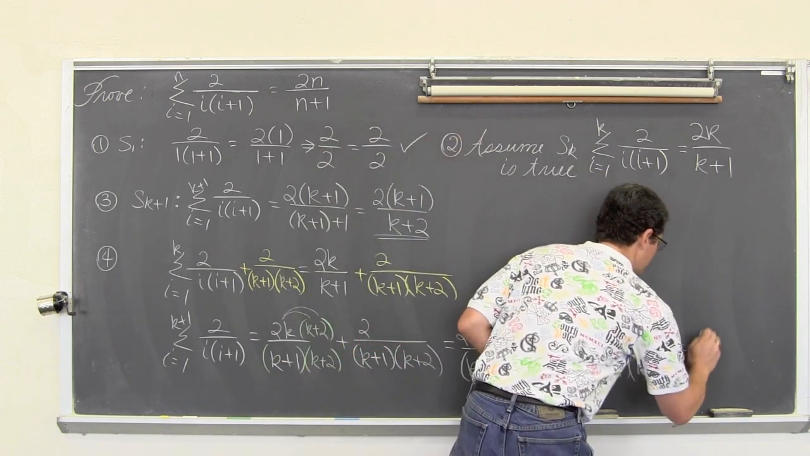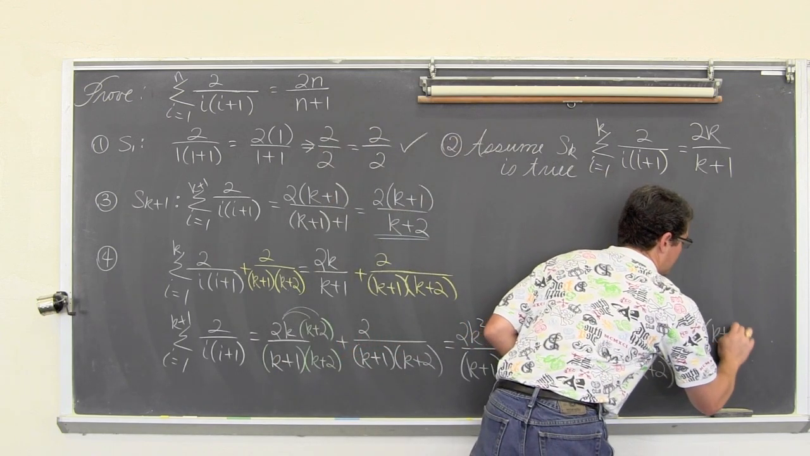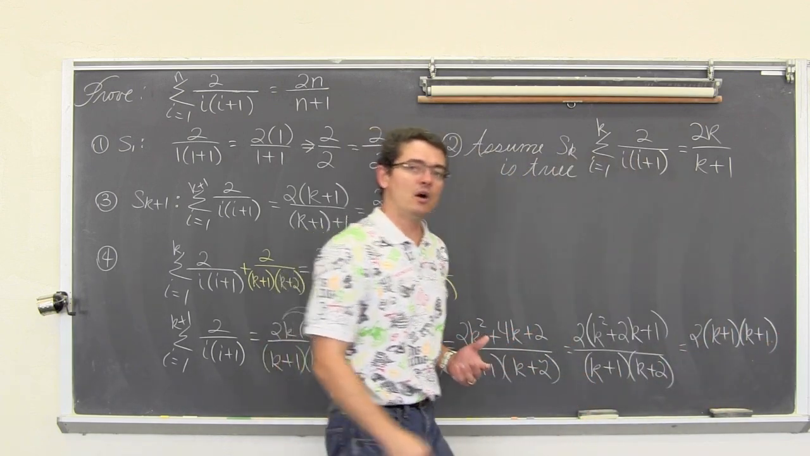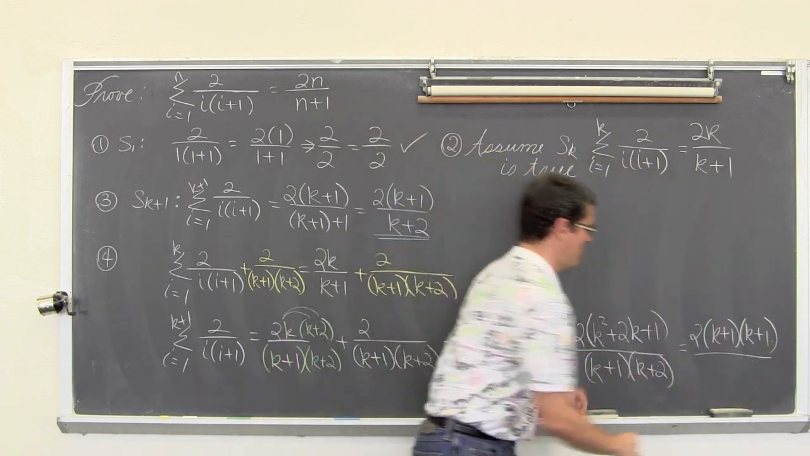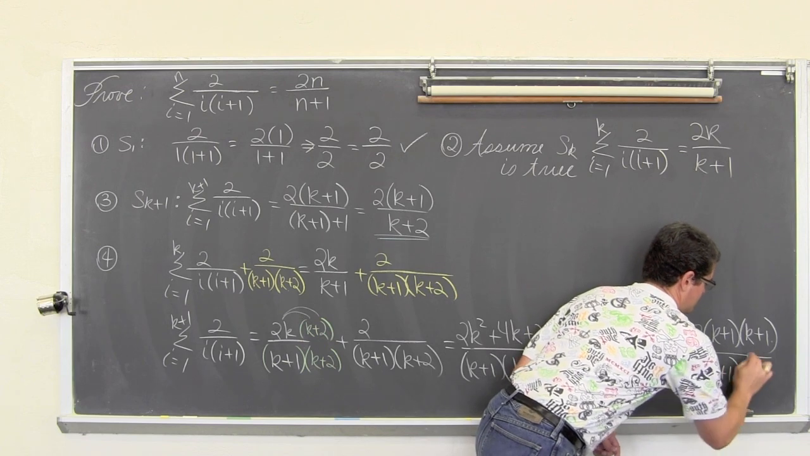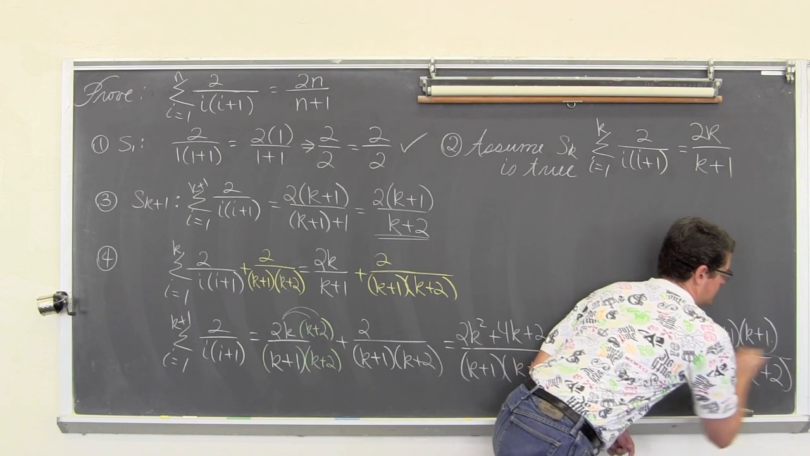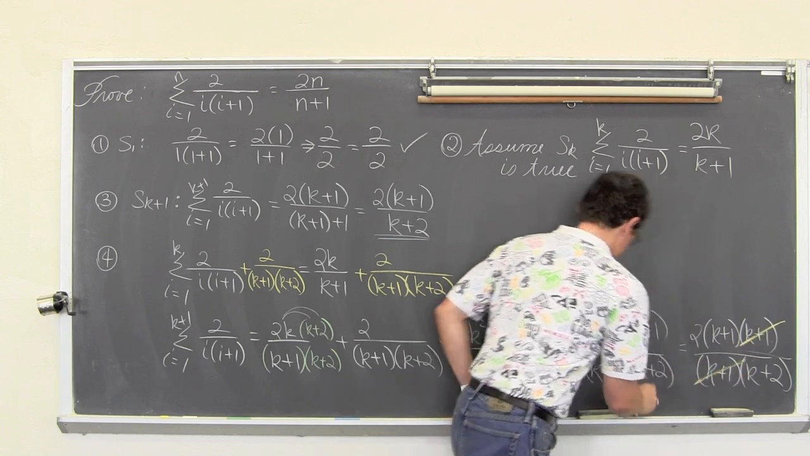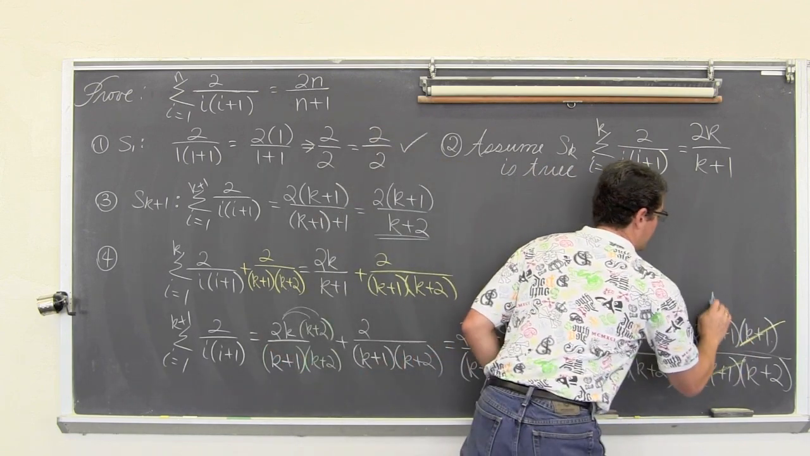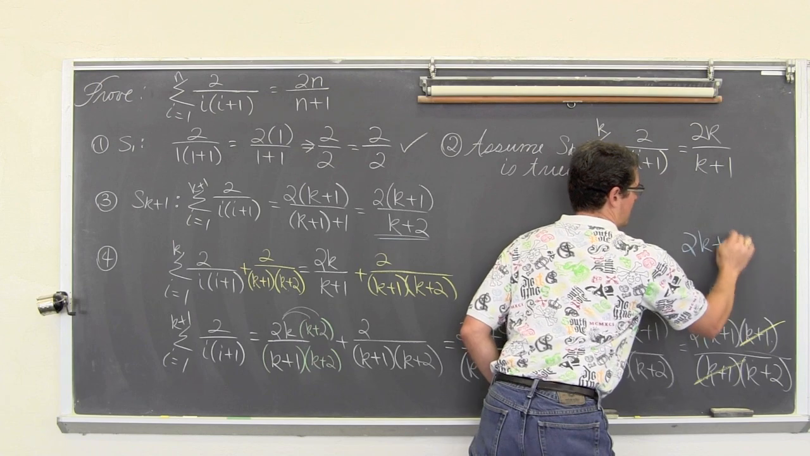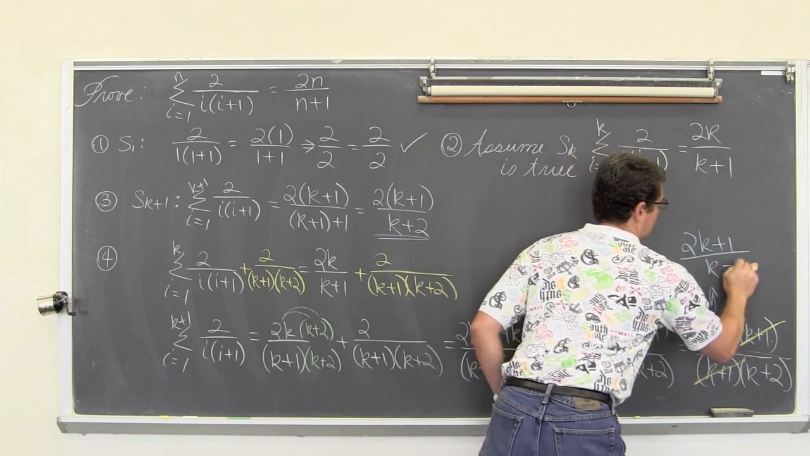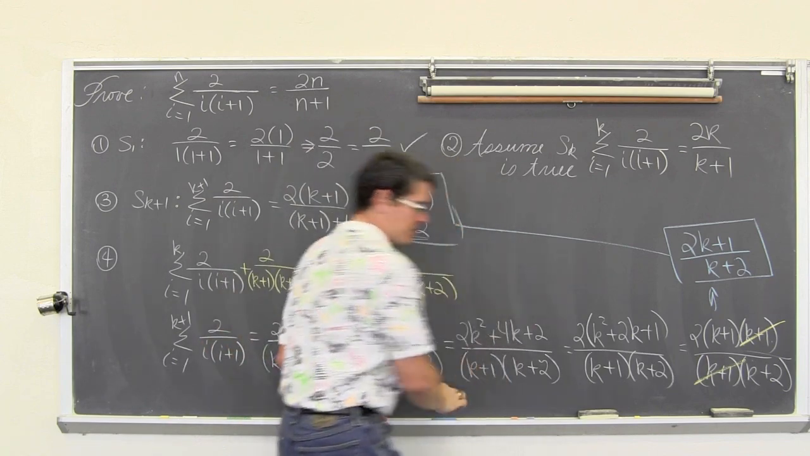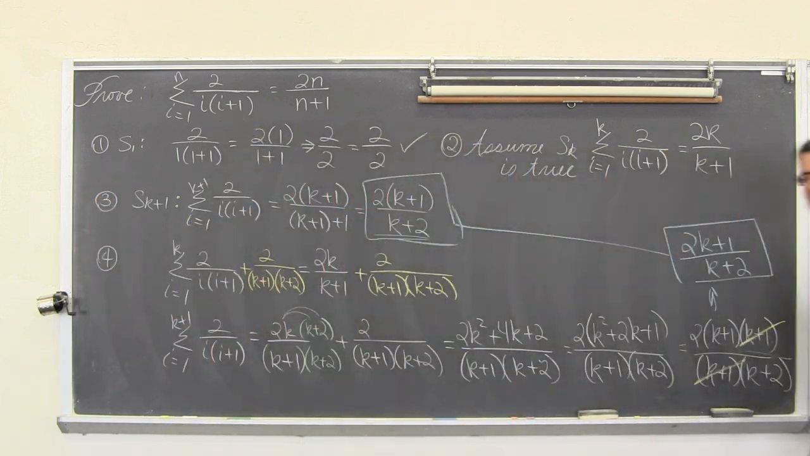So this becomes 2 times k plus 1 times k plus 1 again over k plus 1 and k plus 2. Factor out the common factors, and voila, we get 2 times k plus 1 over k plus 2. That's what I should have gotten. So, bam! I am done.